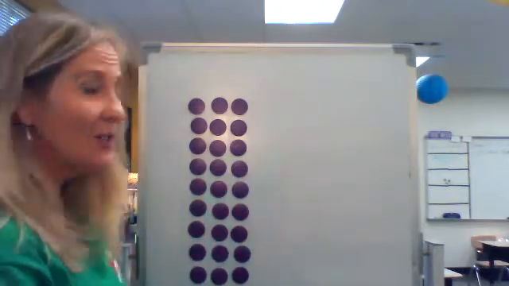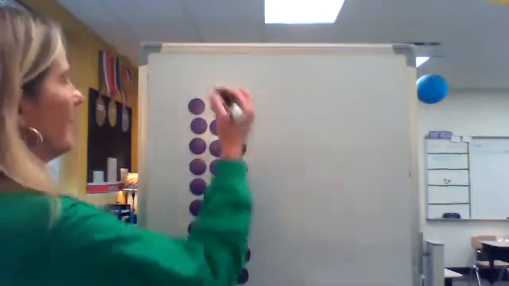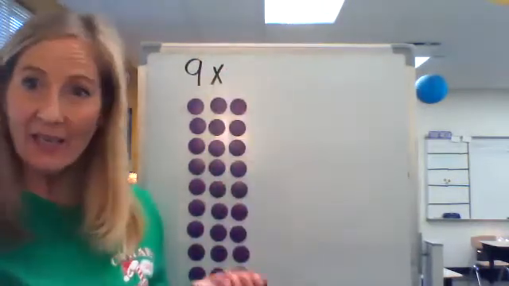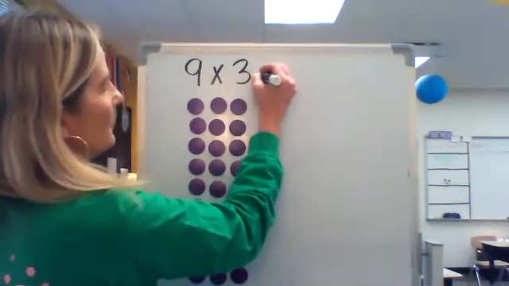I'm wondering how many magnets I have here, and what I can do is find out how many groups I have and how many are in a group, and then I'll be able to multiply to find out. So there's 9 groups of, and how many are in each group? 3. So 9 groups of 3.